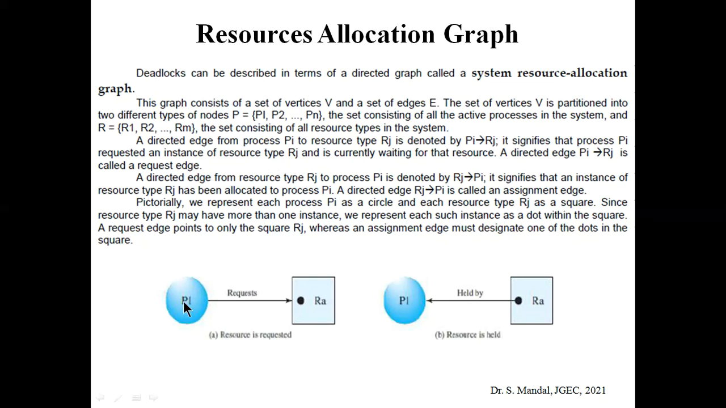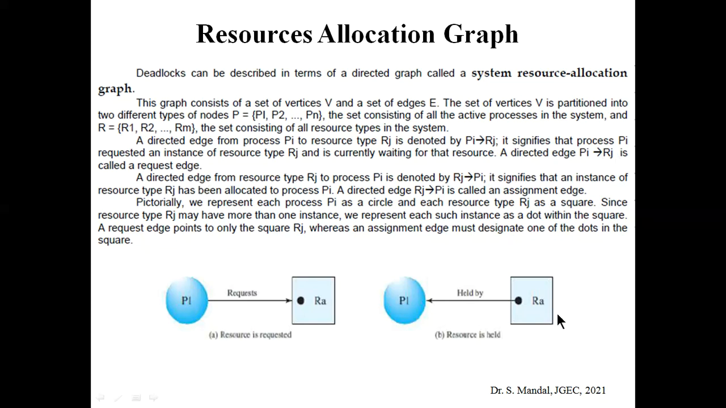Suppose this one is P1, and here suppose this one is the resource Ra, and there is an edge going from P1 to Ra. That means the P1 process requests to access the resource Ra, and this edge is known as the request edge. It also denotes that the P1 process is in waiting state to access the resource. Okay, so a directed edge from Pi to Rj is called a request edge.